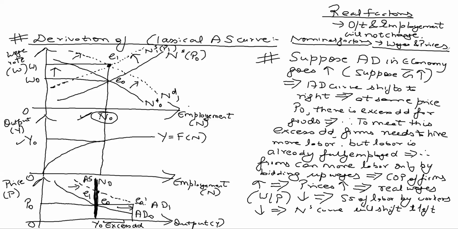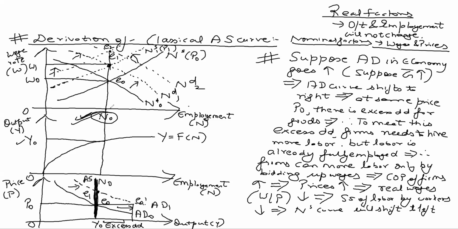Guys, I can continue with the process. Labor demand will further go up. But labor is fully employed. Firms can hire it only by increasing the wage, which increases the cost of production, which increases the prices, which reduces the real wage. So my labor supply will further fall. So we move from E1 to E2. We are back to the full employment level N0.